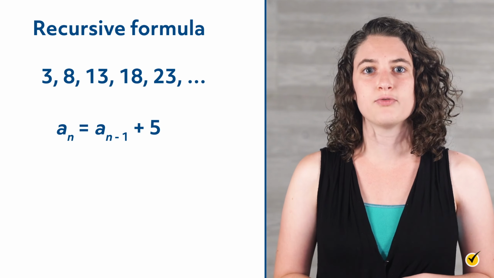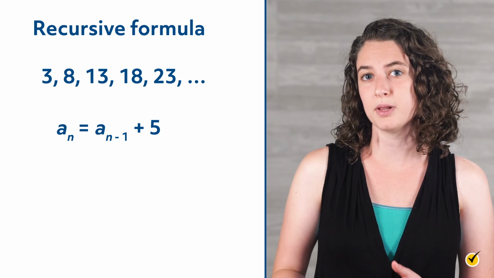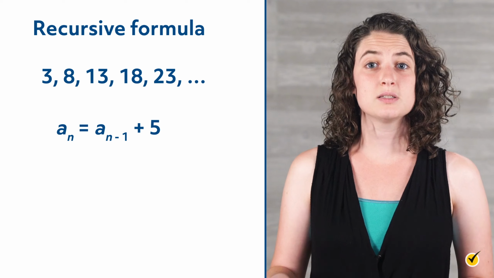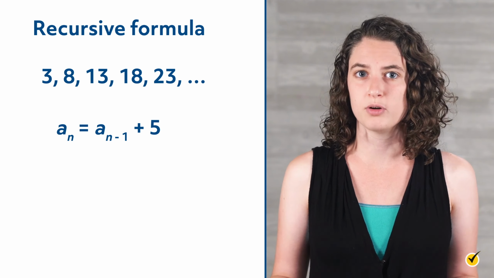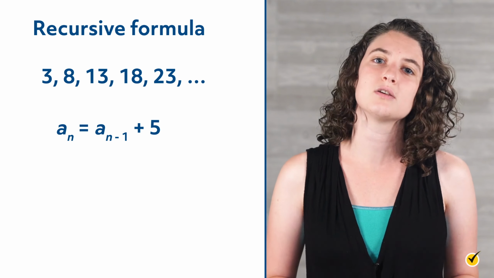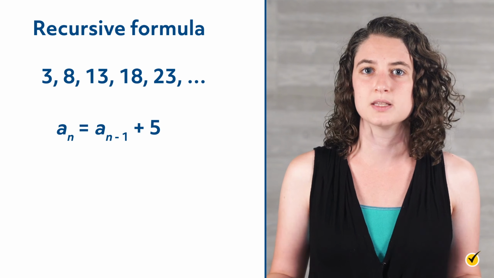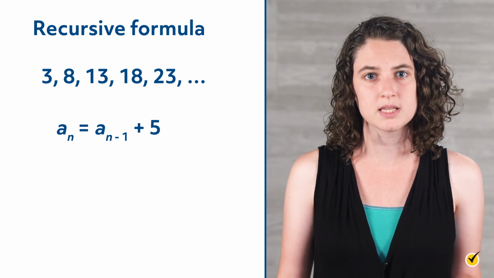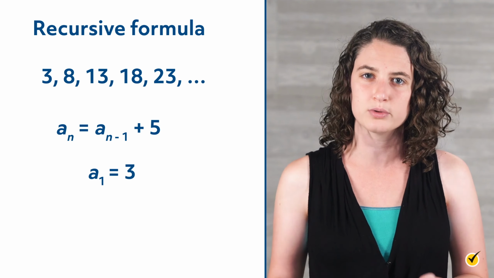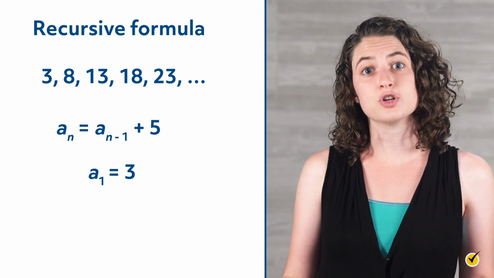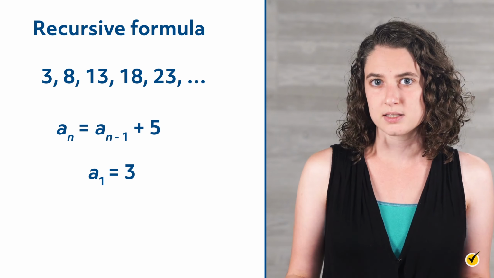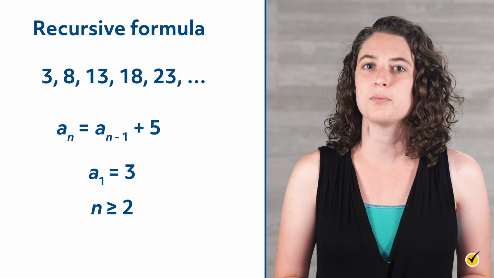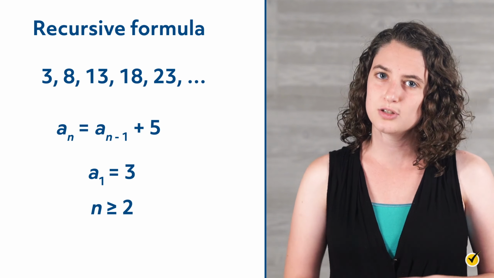When we write recursive formulas, it is important to include a couple extra details. We need to specify which values of n the formula works for, and we need to include the value for the first term in the sequence. In this case, the sequence started with 3, so we would say that the first term is a sub 1 equals 3. After the first term, the recursive nature of the formula kicks in, so we would say that the formula applies for n is greater than or equal to 2.